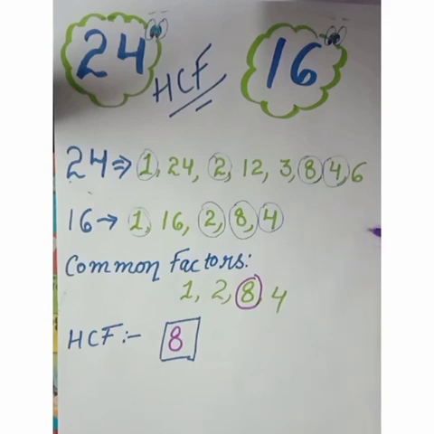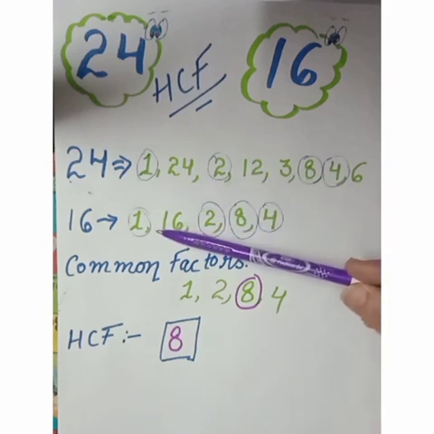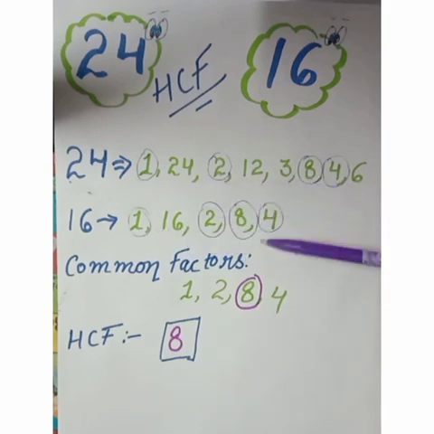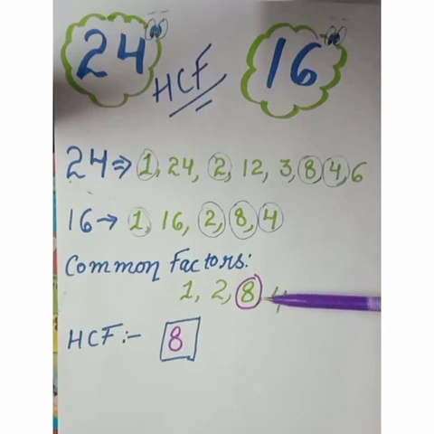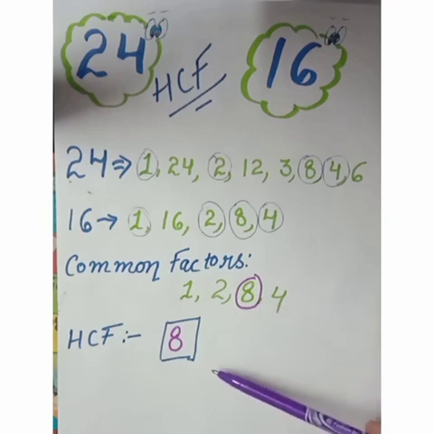Now in the 16 number we don't have another factor to compare, so we'll stop over here. Our common factors that we got are number 1, 2, 8 and 4 that we wrote over here. From this we have to find out the greatest factor, and the greatest factor is number 8. So our SCF will be 8.